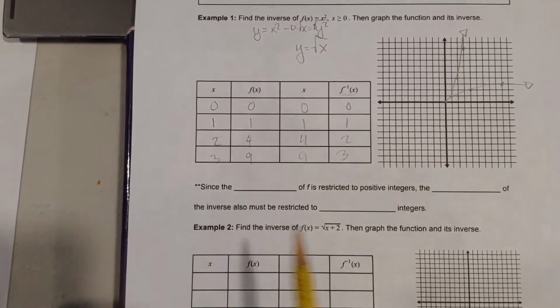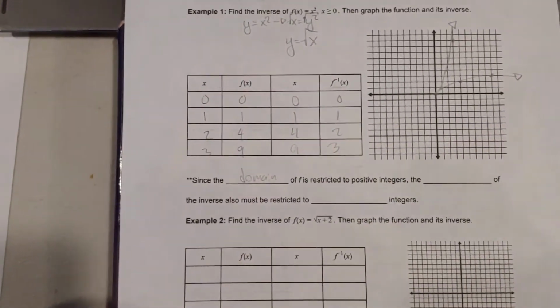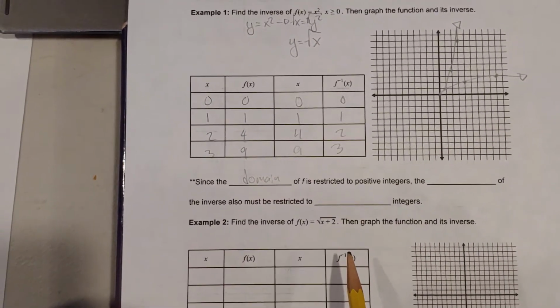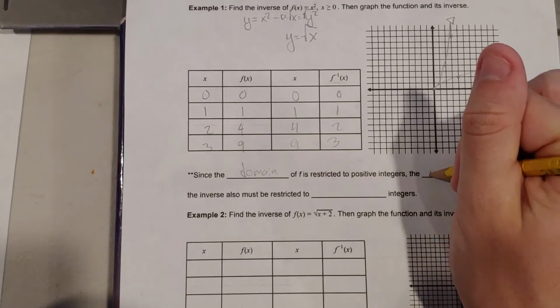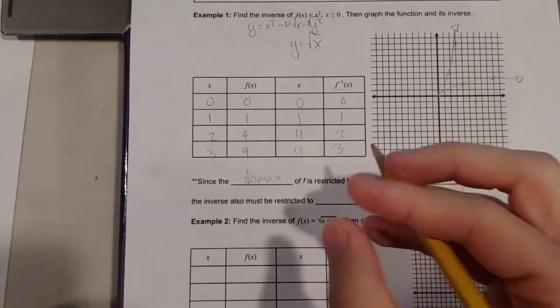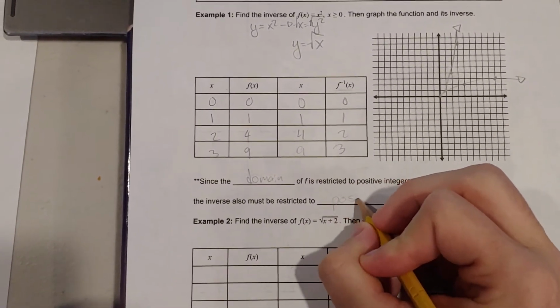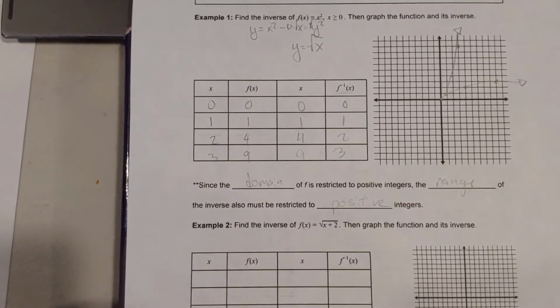Since the domain of f is restricted to positive numbers, the range of the inverse must also be restricted to positive numbers. Okay, so let's take a look at a different example.